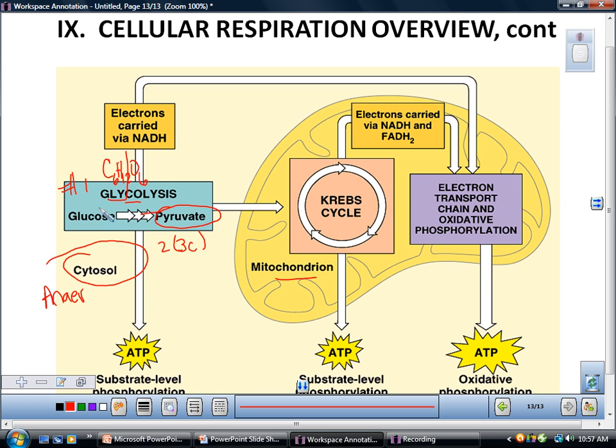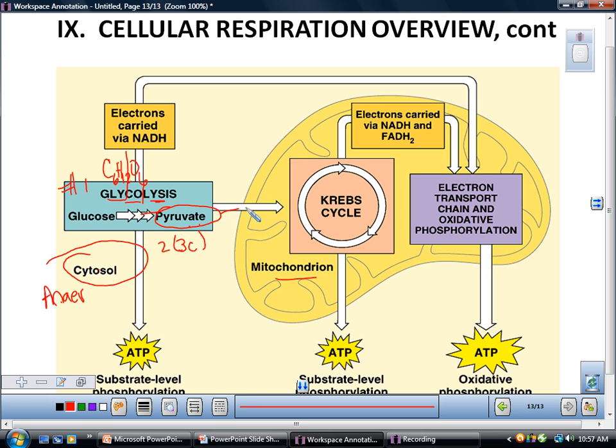Okay, so go back and look at the big picture. Step 1, out here in the cytosol, which is anaerobic, no oxygen is needed, glucose, C6H12O6, will be split in half, because lysis means to split, and glyco is glucose. So you will split this in half into 2 3-carbon pyruvate or pyruvic acid molecules.